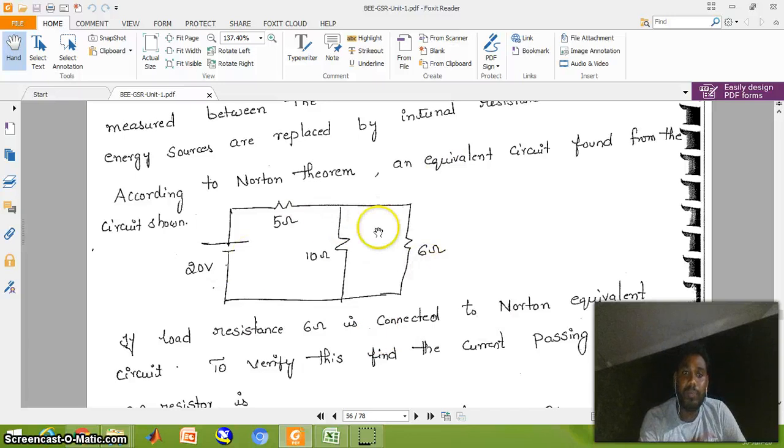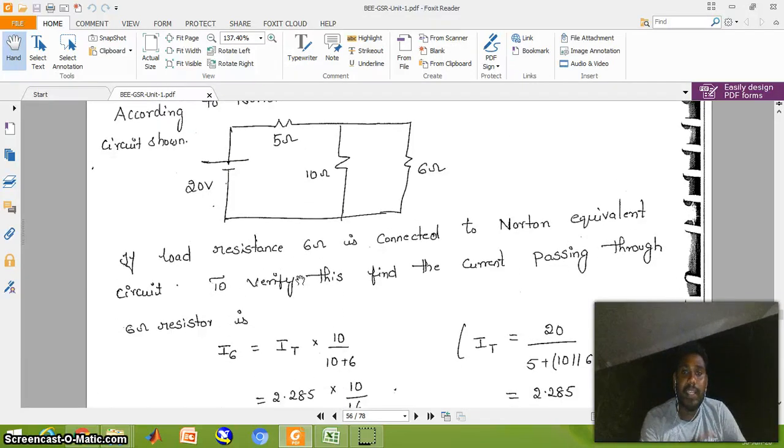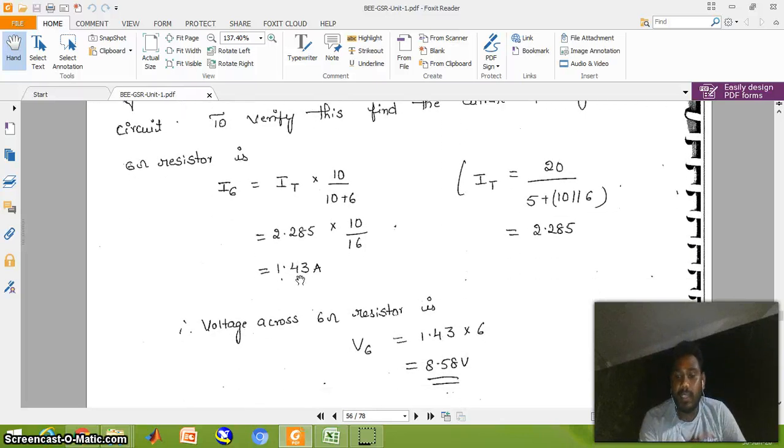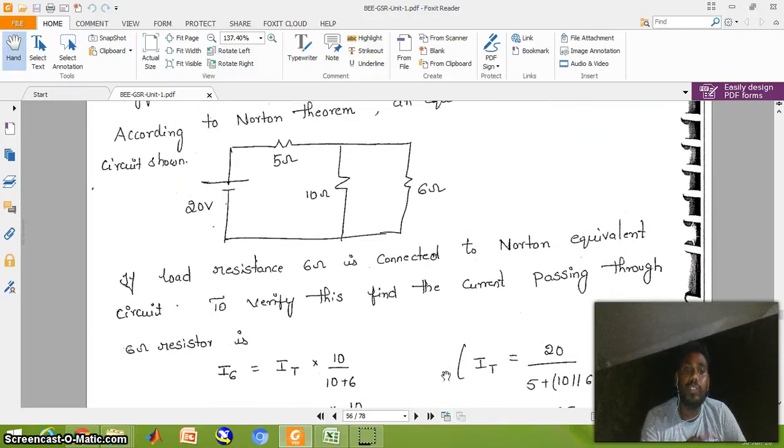Consider this circuit. Here a 20 volt source is there, and 5 ohms, 10 ohms and 6 ohms, three resistors, are there. 10 ohms and 6 ohms are connected in parallel, and their equivalent resistance is connected in series with the 5 ohms. First, as per the voltage division rule and current division rule, calculate the current through the 6 ohm resistor and the voltage across it. The current is 1.43 amps and the voltage is 8.58 volts.